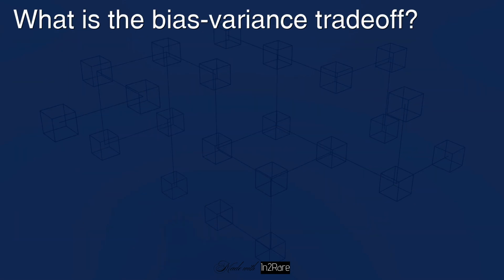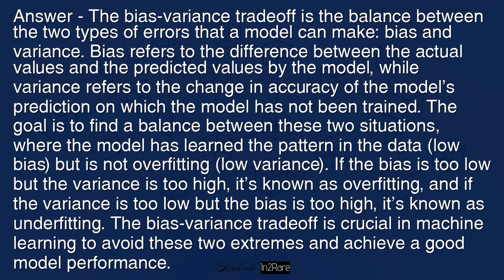What is the bias-variance trade-off? Answer. The bias-variance trade-off is the balance between the two types of errors that a model can make, bias and variance. Bias refers to the difference between the actual values and the predicted values by the model, while variance refers to the change in accuracy of the model's prediction on data which the model has not been trained on.